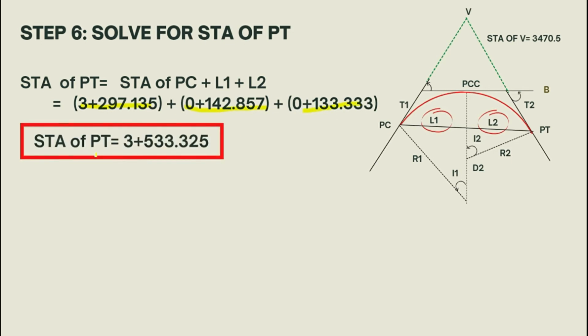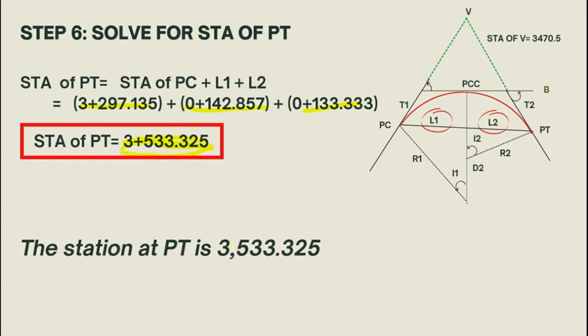3,257.135 plus 142.857 plus 133.33, and that equates to 3,533.325. So that is your value for the station of PP.